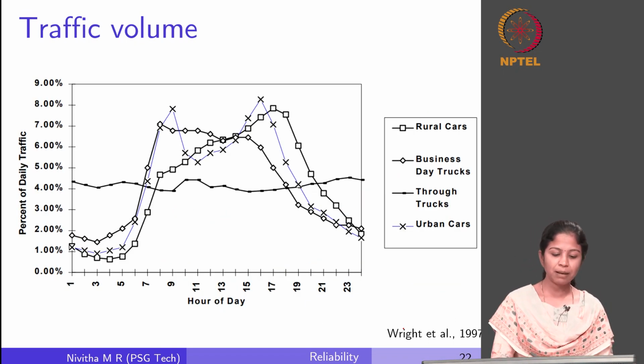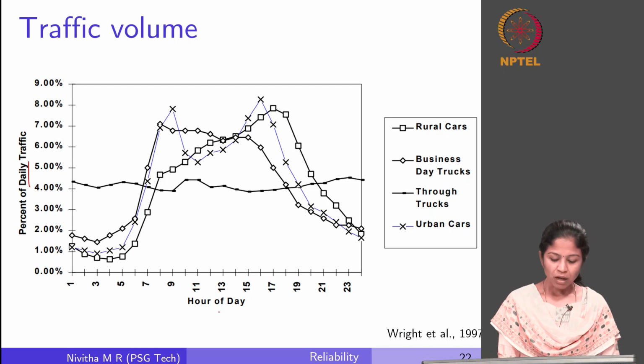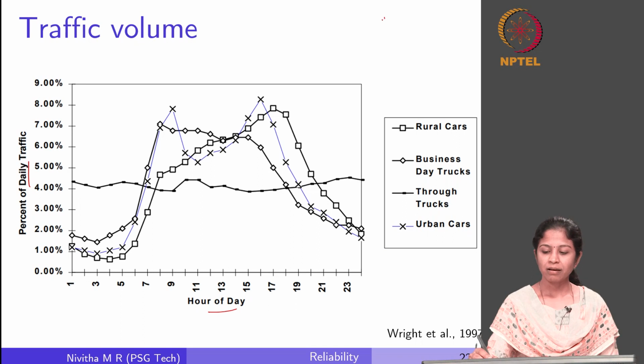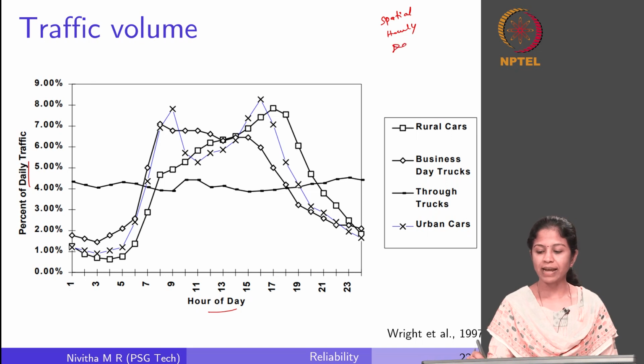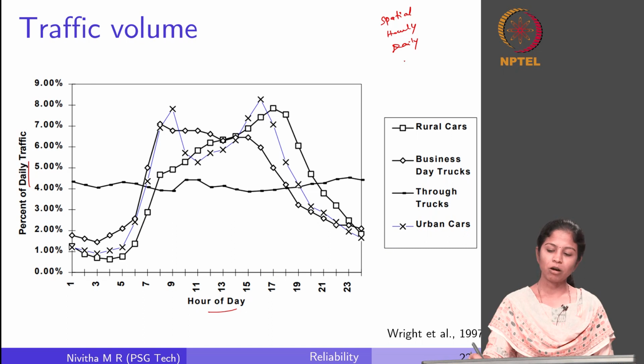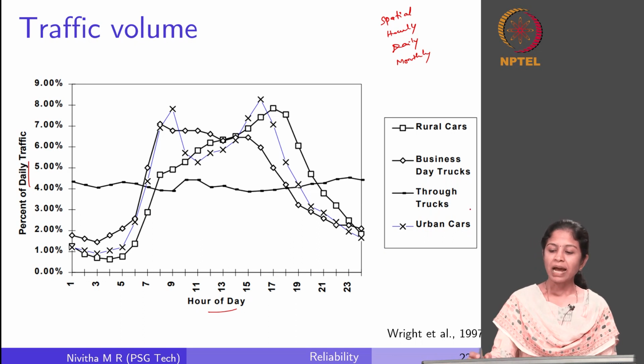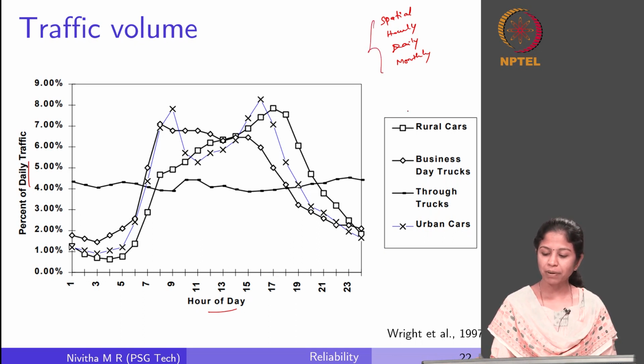And this is the percent of daily traffic for different hours of the day. So when I am doing a traffic survey, we have spatial variation, hourly variation, and daily variation, and again monthly and yearly variations will come in. All these things are going to depend upon the type of vehicle.